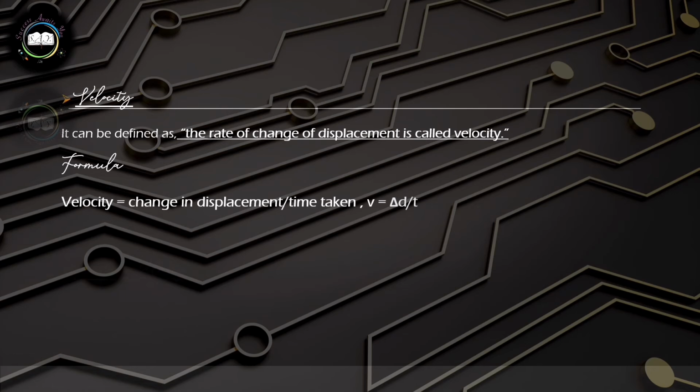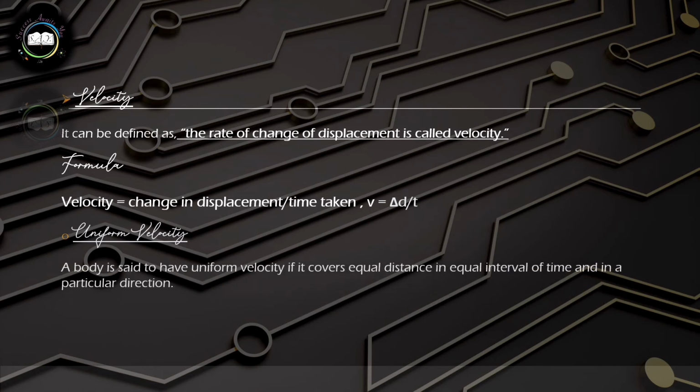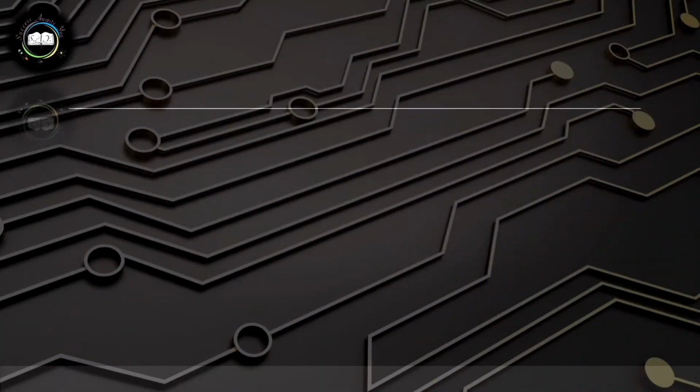Its formula is change in displacement upon time taken, or v equals delta d upon t. It is a vector quantity. Uniform velocity. If a moving body covers equal displacement in equal interval of time, its SI unit is same as that of speed.